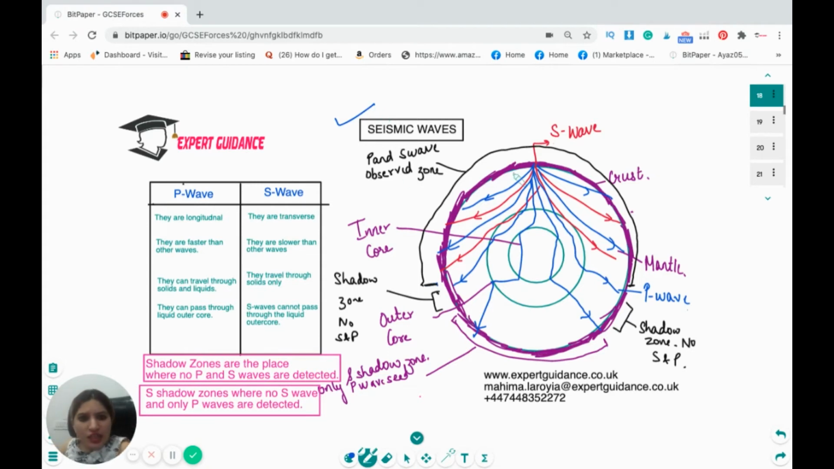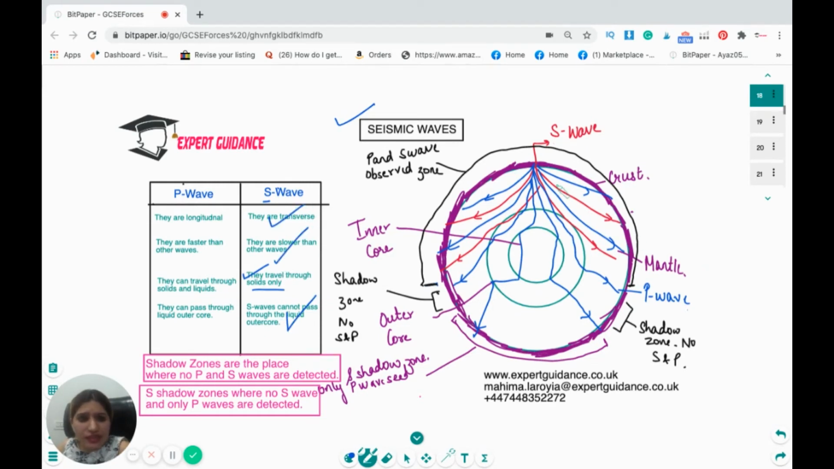Now, you can see the red ones are the S waves, and you can easily see that they are traveling only through a solid. They are not going inside the core. So the S waves travel, S stands for solid, so they travel through solids only. They cannot pass into the liquid outer core, and S waves are transverse, and they're slower than the other waves.